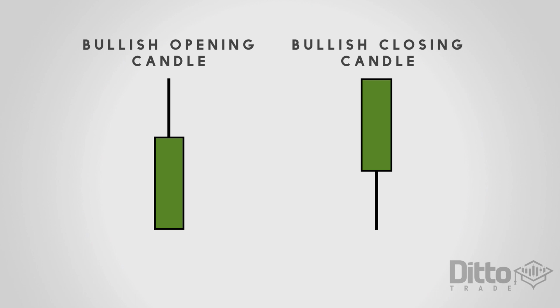Green closing candlesticks are considered positive, even less so again than the previous green opening candlestick, but again bullish all the same. Red closing candlesticks are considered negative, the opposite of the green closing candlesticks. Red opening candlesticks are considered quite negative, the opposite of the green opening version.